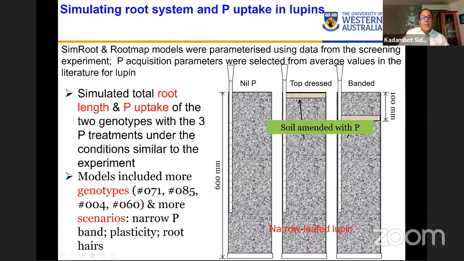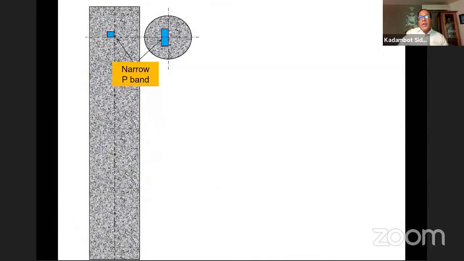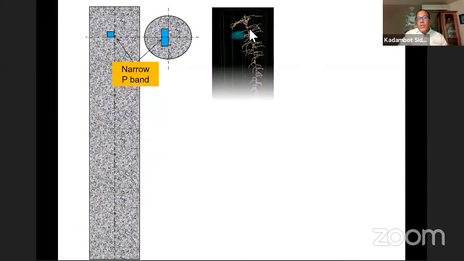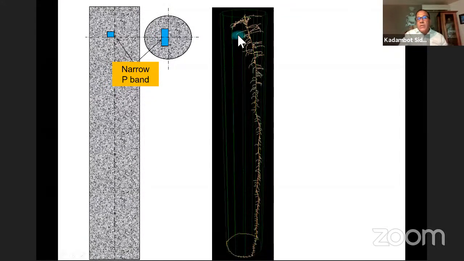For example, that's where the narrow banded phosphorus is sitting. Here is a root system which is not very much branching on the surface. The band is sitting here, so the plant clearly missed out, because you apply the fertilizer, you plant the seed, and the roots did not come. As a result, it missed that phosphorus.